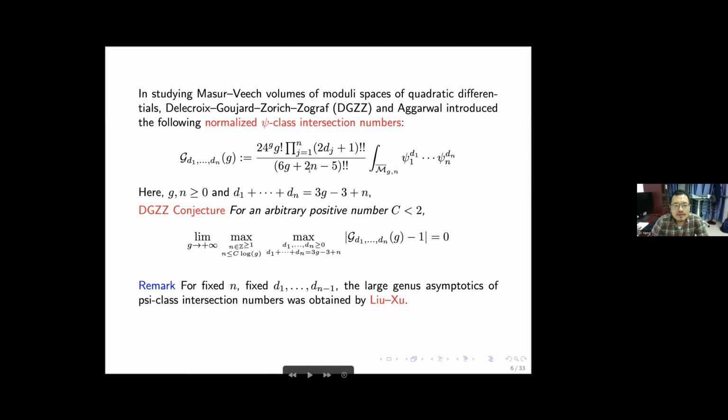So this normalization didn't change very much the combinatorial property of these numbers. But it does make an effect. The effect of this normalization is the following.